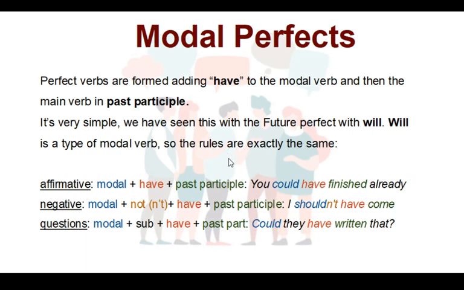So let's remind them. To form an affirmative sentence, we use the modal verb, add have, and then the past participle, like in you could have finished already. To make the sentence negative, we add not, or we contract the not to n't, and we add it to the modal verb. Like here, I shouldn't have come. And to ask a question, we start with the modal, then we add the subject, then have, and finally the past participle. Could they have written that?